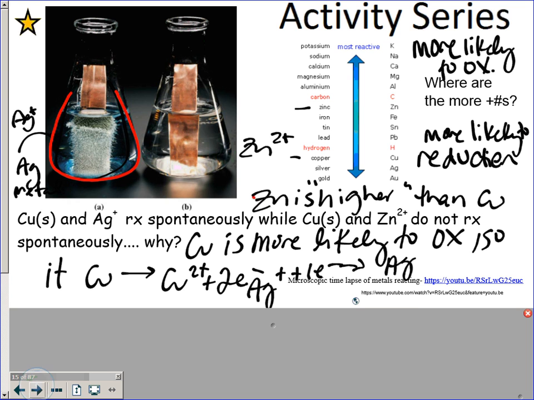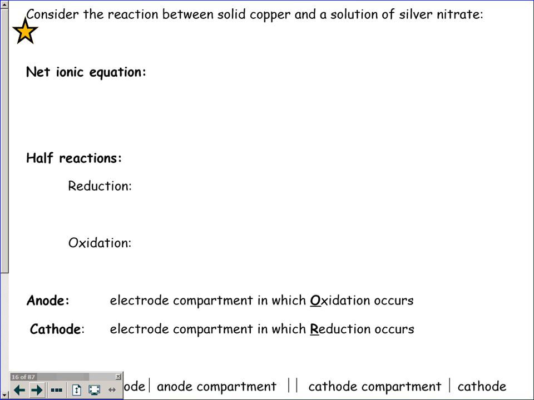We're going to write the NIE, write the half reactions, draw our battery, and make sure we know which one's the anode and which one's the cathode, the whole gamut. This is what I expect you're able to do given any situation where I state it's a cell or a galvanic cell.